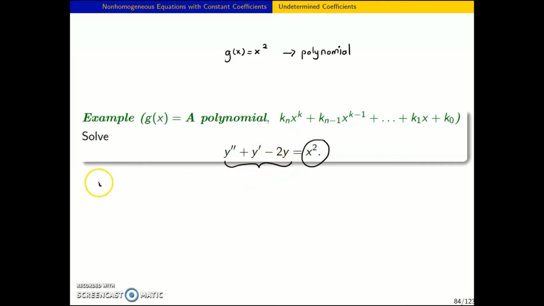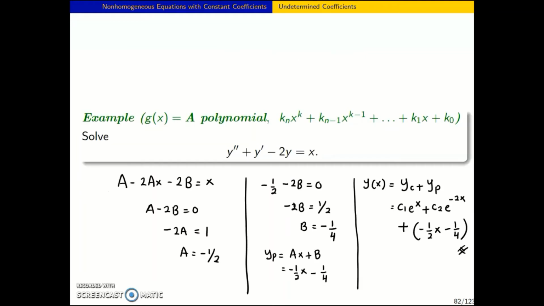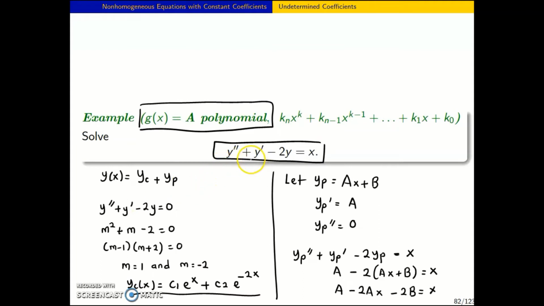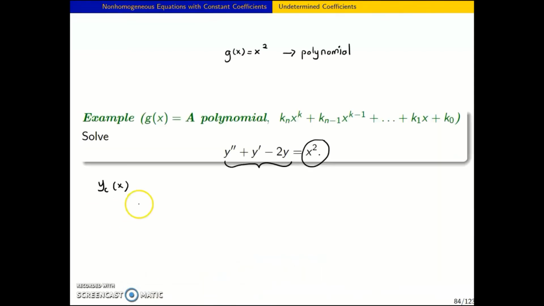So the yc here, because we have looked into our previous video, which is y double prime plus y prime minus 2y equals 0, you have obtained your complementary solution as c1 e^x plus c2 e^(-2x). Okay, that's my yc. Now, how do you find yp here?